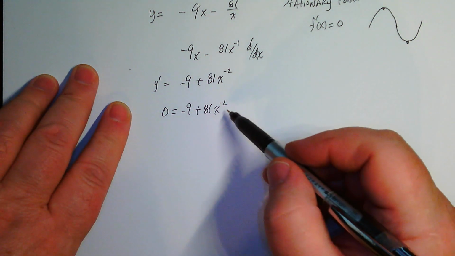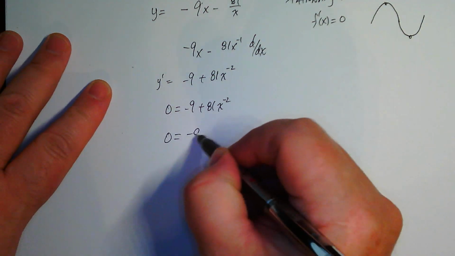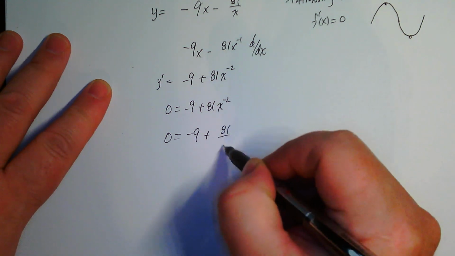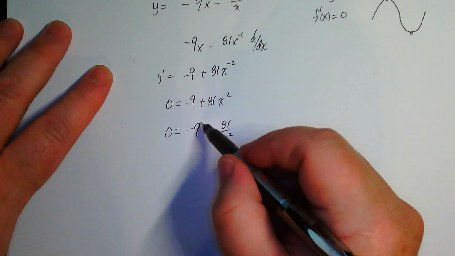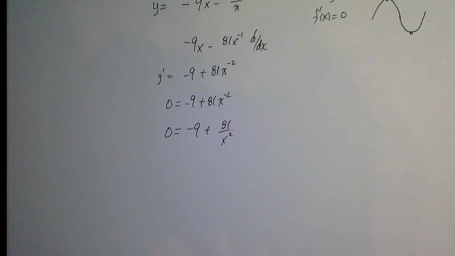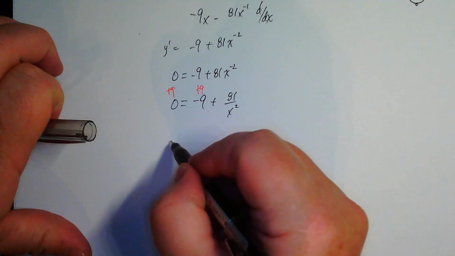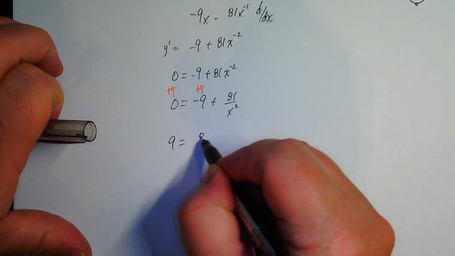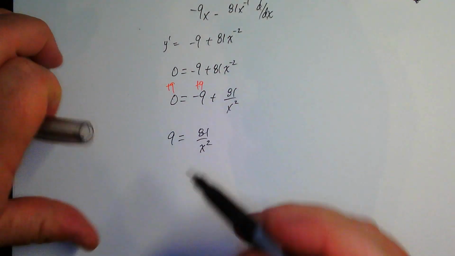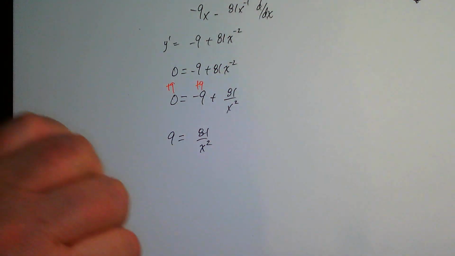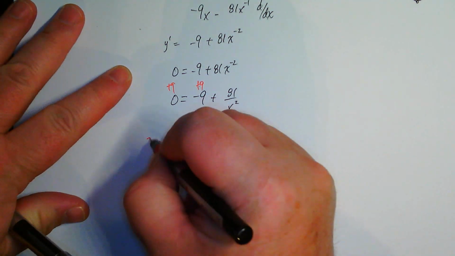Now, it's hard to solve with a negative exponent like that. So one thing I would suggest, let's go ahead and rewrite it. All right, so now watch what happens when we set this up. We're going to add 9 to move it to the other side, right? So now we have 9 equals 81 over x squared. Now we can't solve for x when it's in the denominator, but it turns out it's pretty simple to get it out of the denominator.